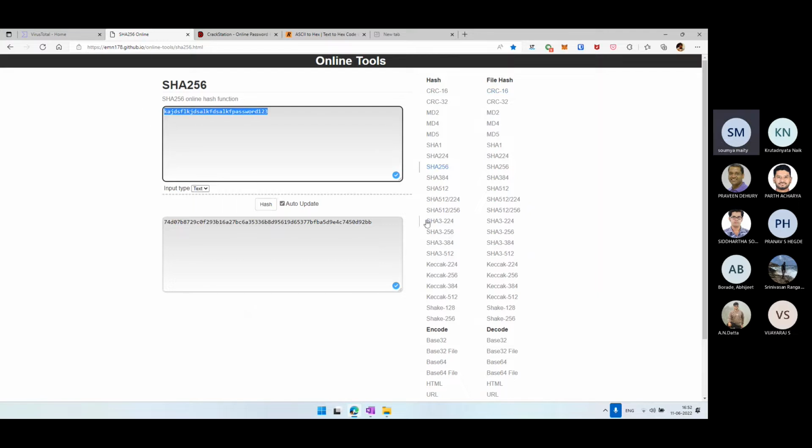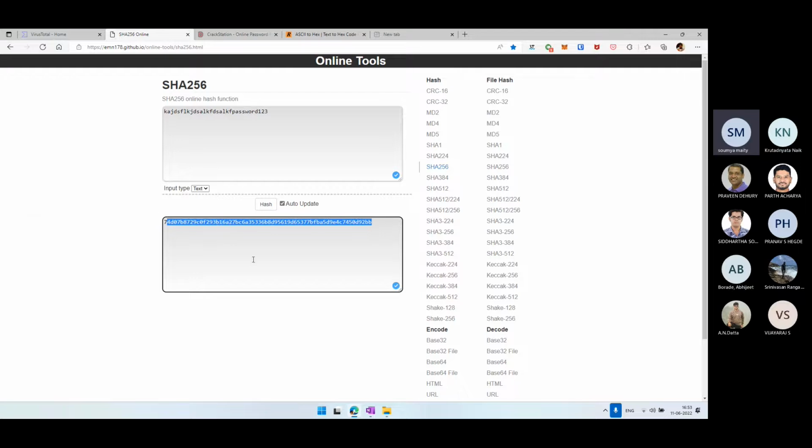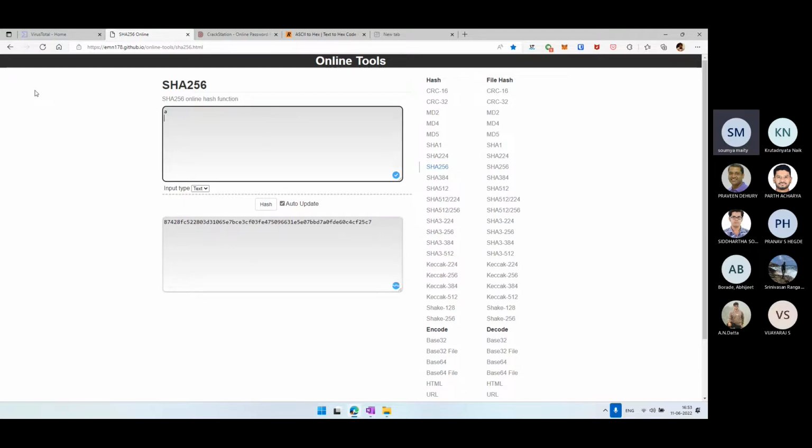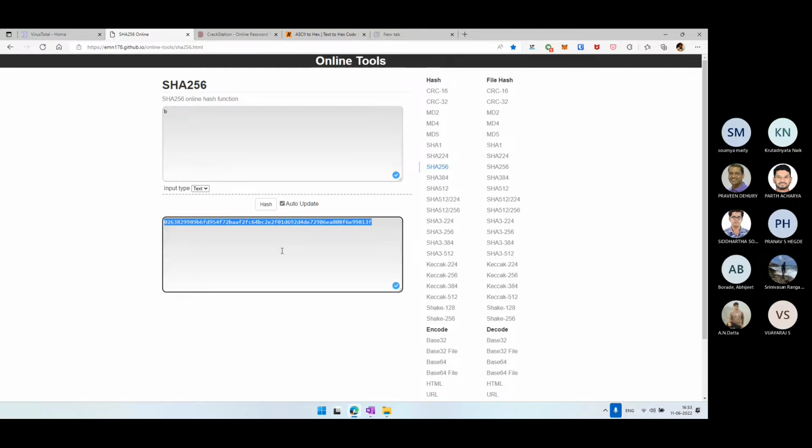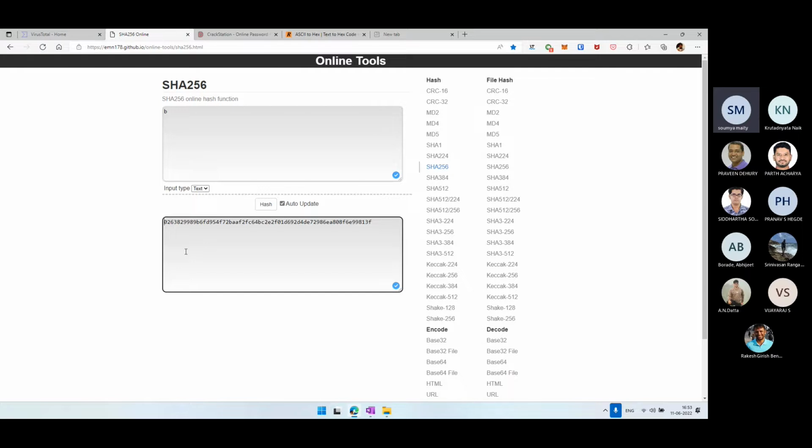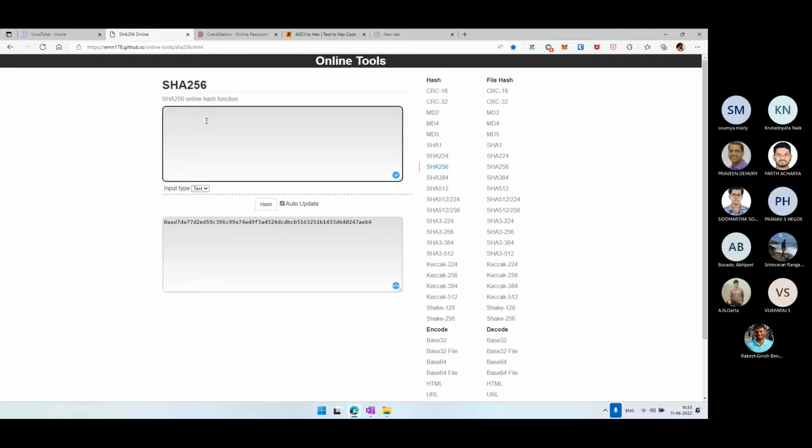Now tell me, can you tell me one particular number or text whose hash will start with 0? Can anybody give me a single text that will start with 0? B space. This starts with 0. Any other number that starts with 0? Is it possible to give any such number? Three space starts with a 0.